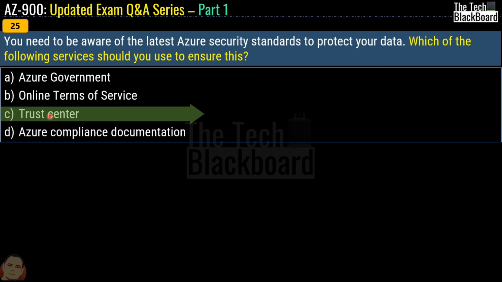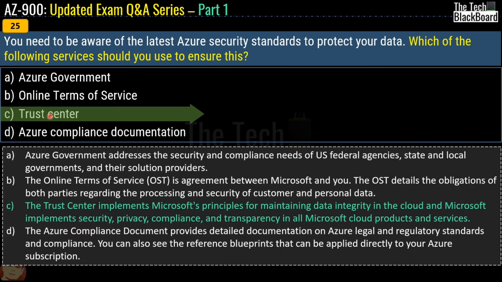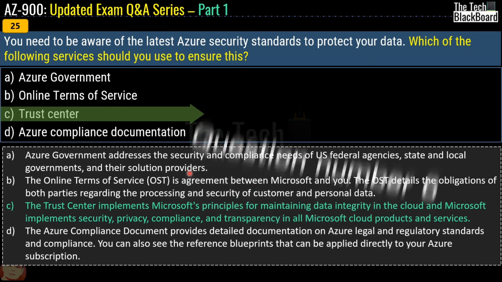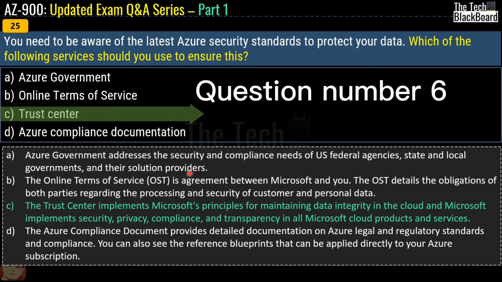Now let me give you a little more details on all the options. So Azure Government addresses the security and compliance needs of US federal agencies, state and local governments and their solution providers. We also discussed Azure Government in quite some detail in question number 6 of this part only. So if by any chance you missed question number 6 of this part, then please go back in this video and watch question number 6 to understand Azure Government in more detail.